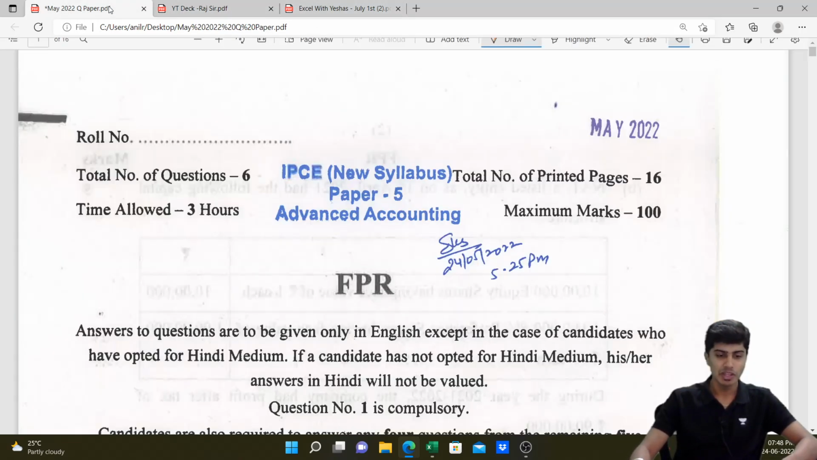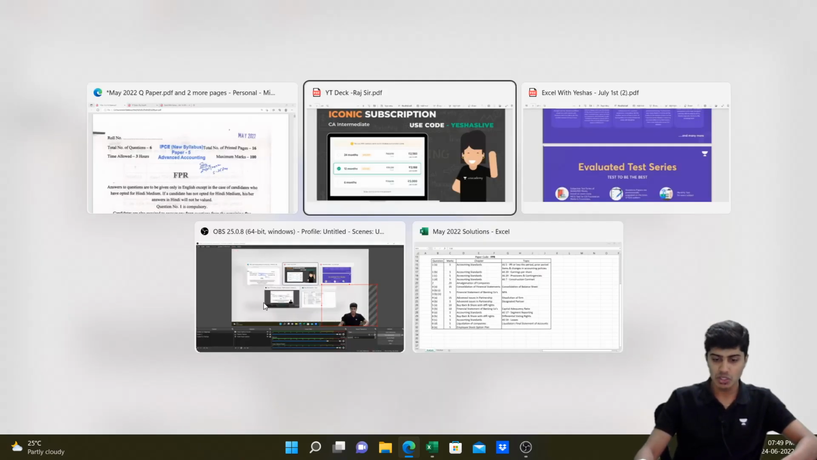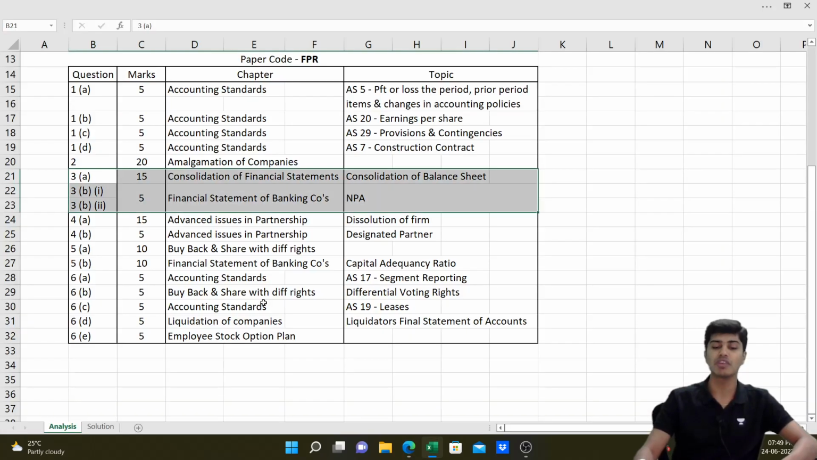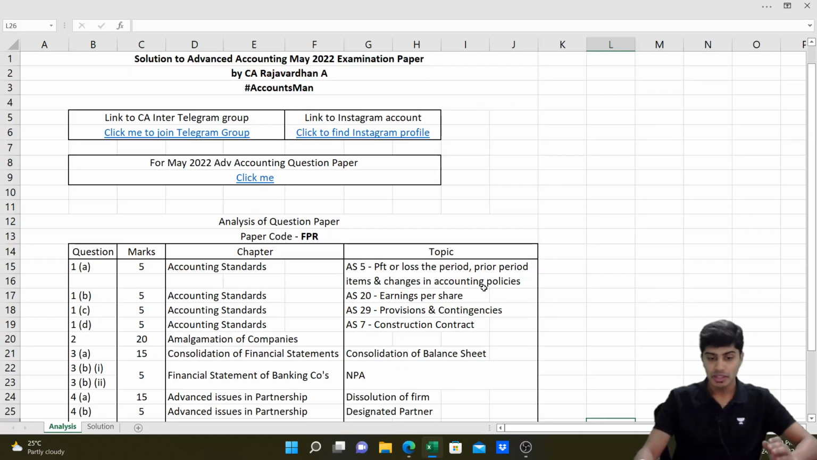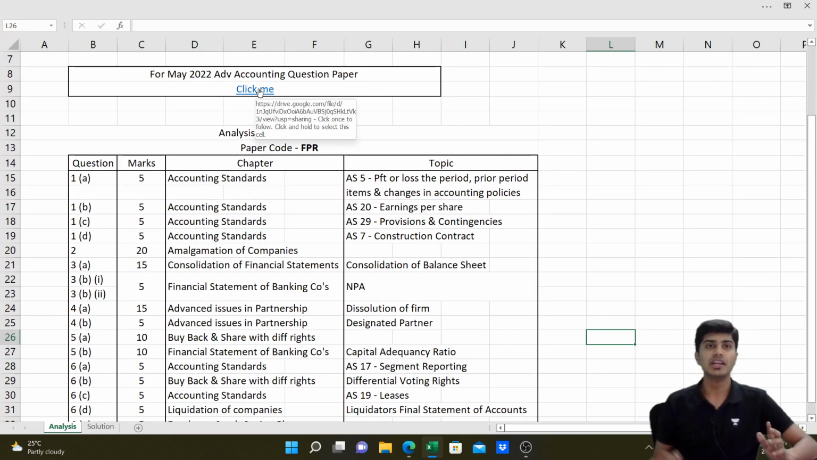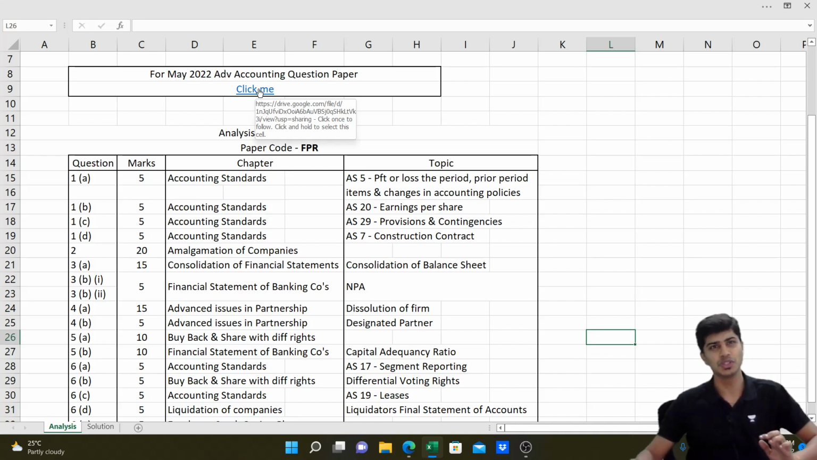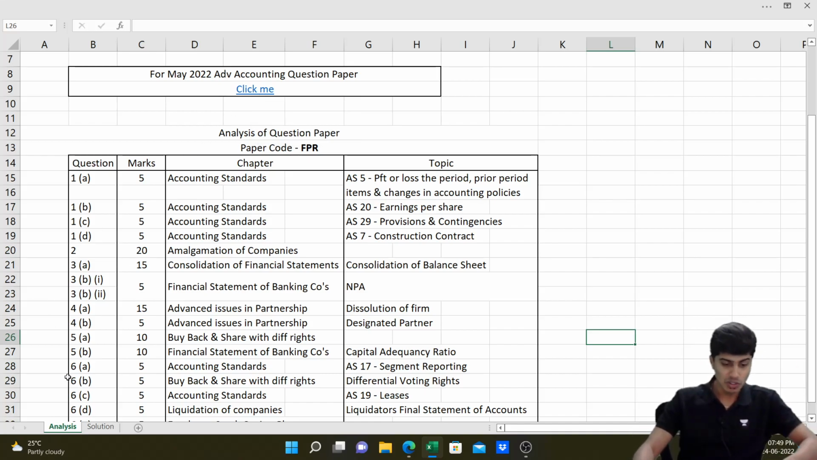Now let's get back. Here is the question paper of the May 2022 examination. If in case you don't have the question paper, you can download it from the ICAI website, or this is the solution sheet that I'm using, an Excel sheet. In this sheet, I've provided you the link. If you click on this link, it will give you the PDF of the May 2022 question paper. I'll share this file with you on Telegram, and I'll also put a link to it in the description to this video. Fantastic.